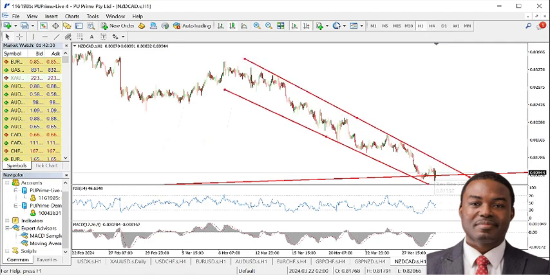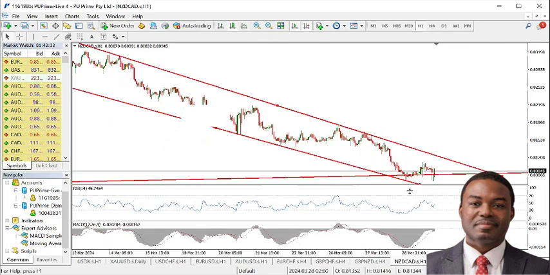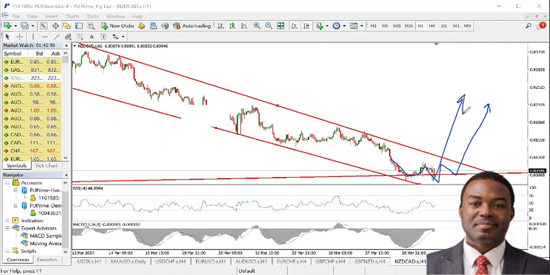So we have a falling wedge pattern. Now, price could actually end up forming a double bottom and breakout, or it may form an inverse head and shoulders and breakout, or you may just have an outright breakout from here. Either way, we're expecting a bullish breakout on New Zealand CAD for this week.